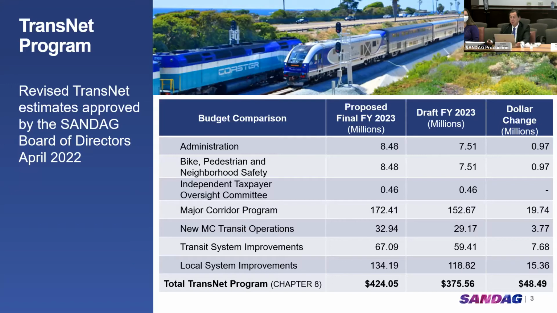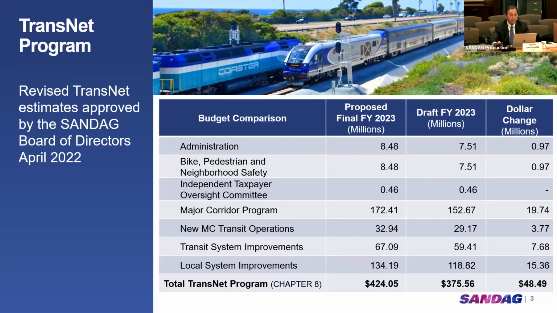Last month, we brought the board the increased funding estimates from our sales tax sources of TDA and TransNet funds that will generate several additional millions of dollars for our member agencies and transit agencies. For TDA, the total increase was $23 million, and a majority of those funds go directly to the transit agencies. All of the increases from TransNet go through our budget, and a majority is a pass-through. As you can see from the table here, $15.3 million of it will go to our local member agencies, $11.5 million, a combination of the new major corridor transit operations and transit system improvements, will go to our transit agencies, $19.7 million will go to our major corridor program, approximately $1 million to the bike and pedestrian, and $1 million of it will come to SANDAG for administration.